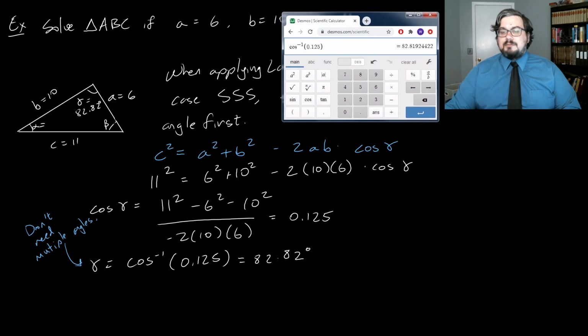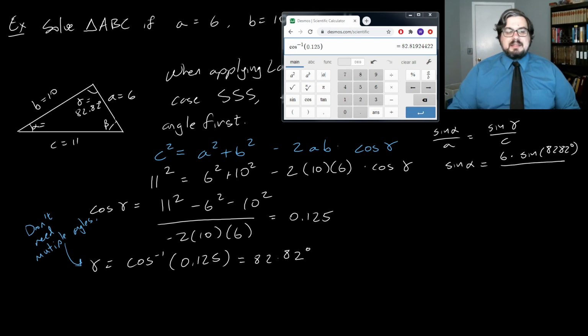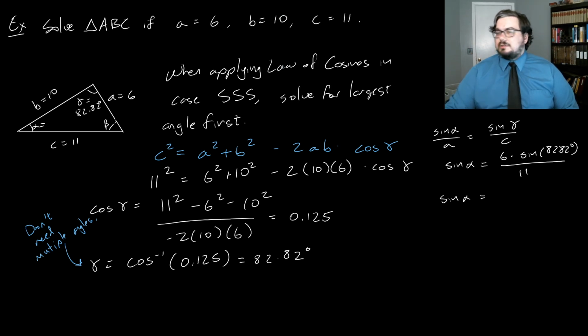So let's go ahead and solve for alpha. Using the law of sines, we have that sine alpha over A is equal to sine gamma over C. We can do this now because now we know gamma and C. And so rearranging, we'll have that sine of alpha is equal to A times sine of gamma over C. I'm just going to go ahead and plug in those numbers right now. We have that sine of alpha is 6 times sine of gamma, which we know is 82.82 degrees, and then C is 11.